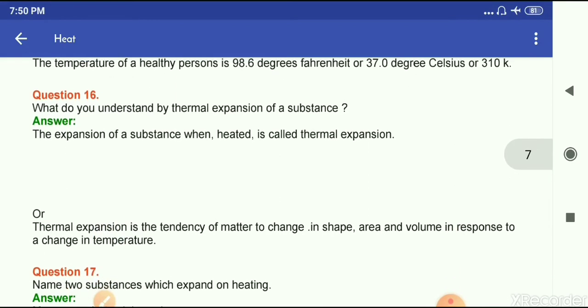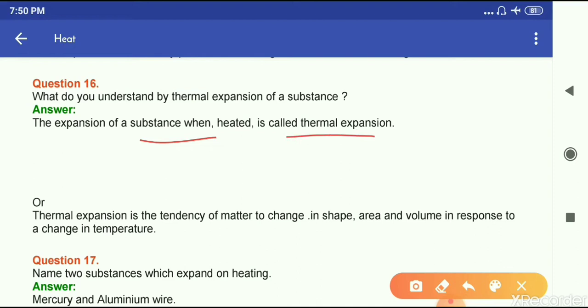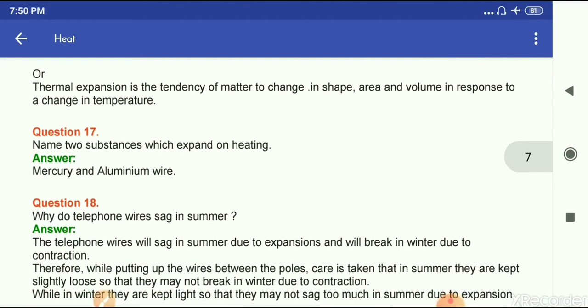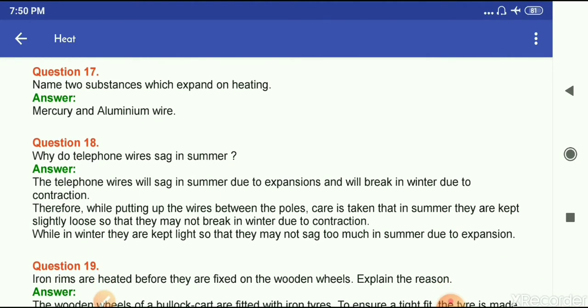What do you understand by thermal expansion of a substance? The expansion of a substance when heated is called thermal expansion, or we can say thermal expansion is a tendency of matter to change its shape, area, volume in response to the change in temperature. Now question number 17. Name two substances which expand on heating: mercury and aluminium wire.